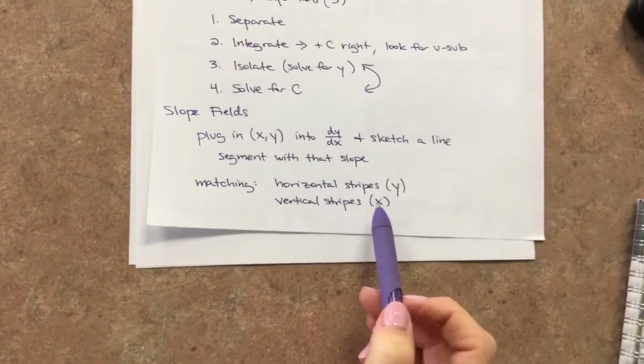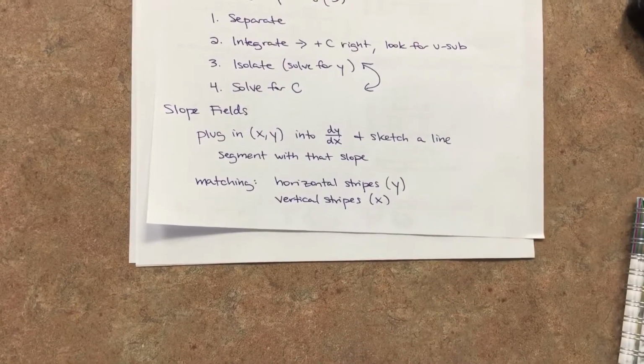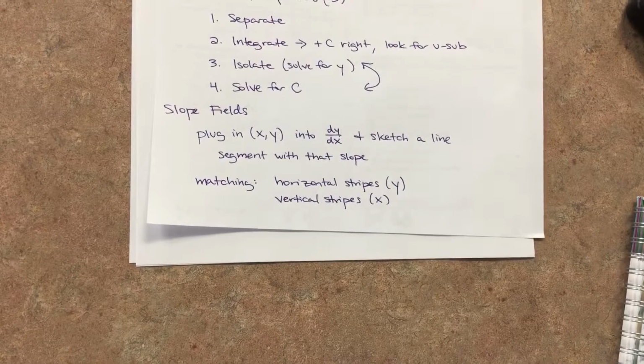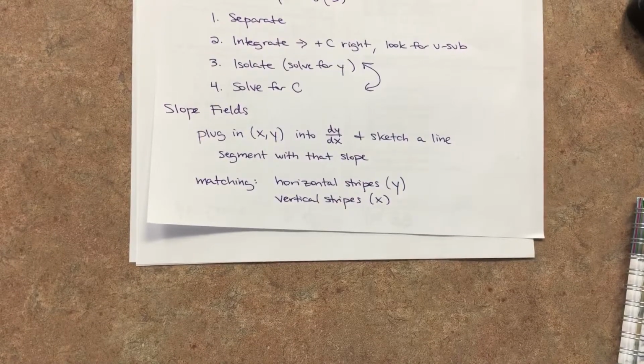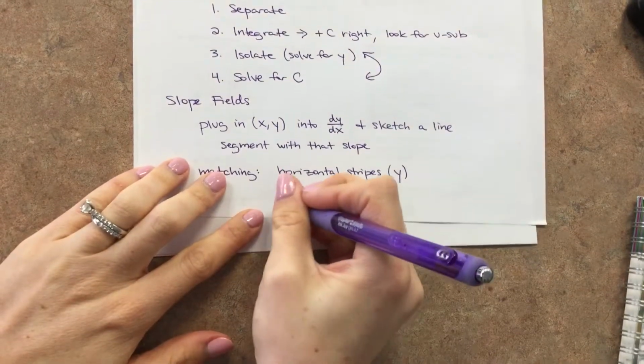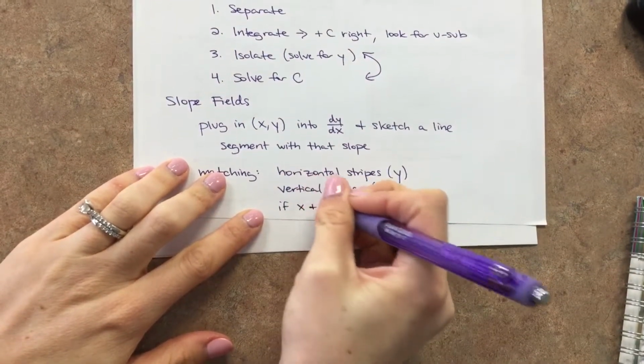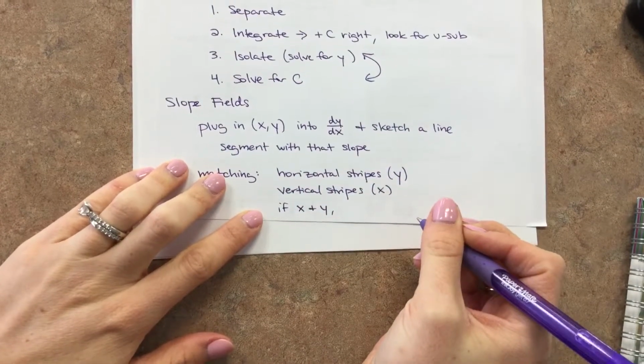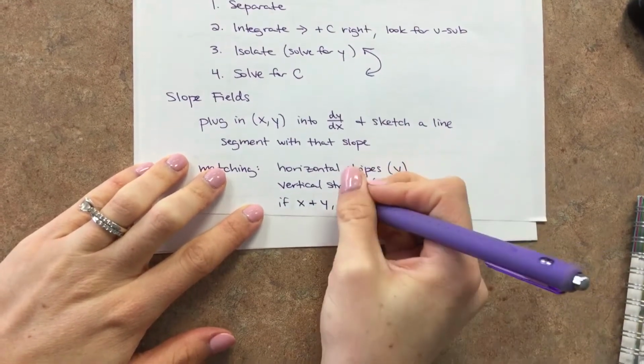So vertical stripes, if it's just X, that should be able to at least narrow down a couple of them. Like, oh, these are the ones that are just X, and then you can distinguish based on the formula. If they are X and Y, I would look for where the slope should be 0 or undefined.